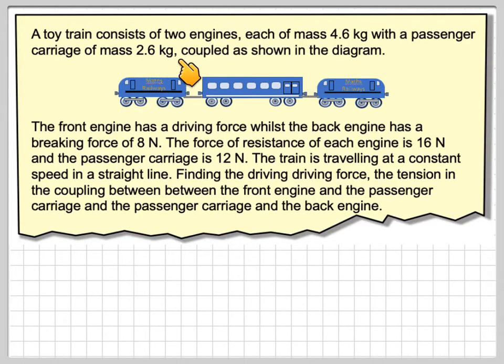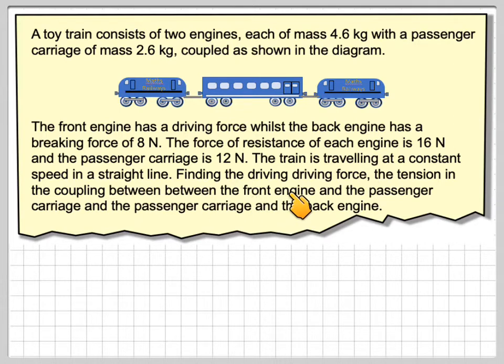A toy train consists of two engines, a back engine and a front engine, each of mass 4.6 kilograms, and a passenger carriage of 2.6 kilograms coupled as shown in the diagram. The front engine has a driving force, whilst the back engine has a braking force of 8 newtons. The force of resistance of each engine is 16 newtons, and the passenger carriage is 12 newtons. The train is travelling at a constant speed in a straight line.